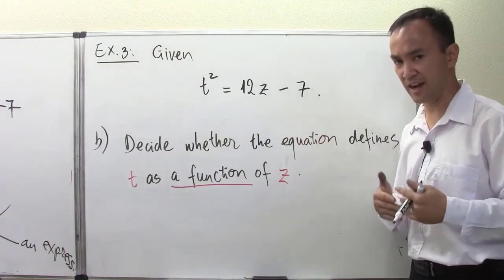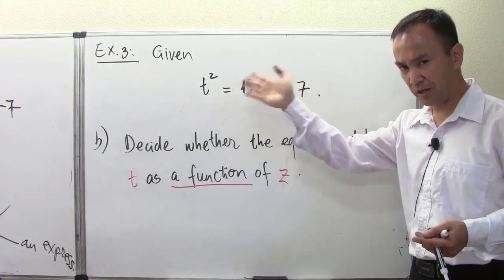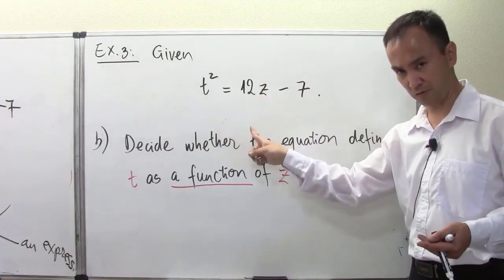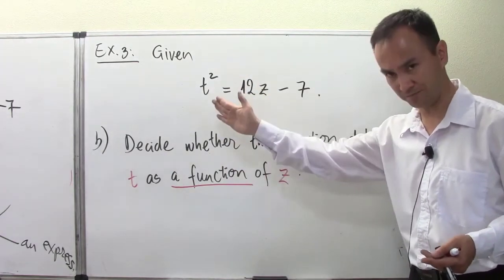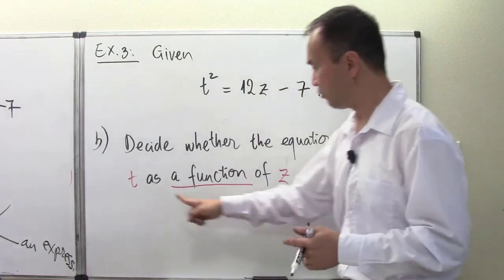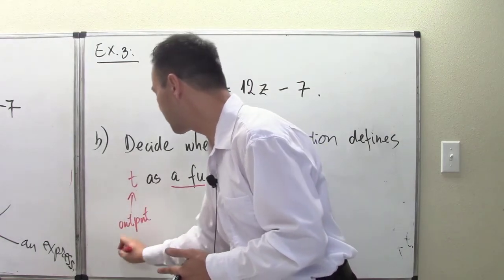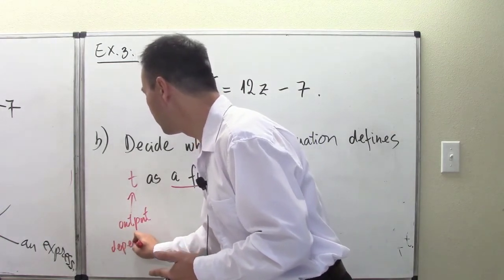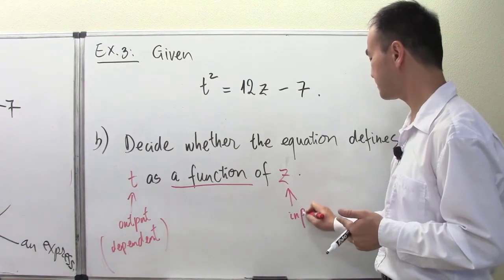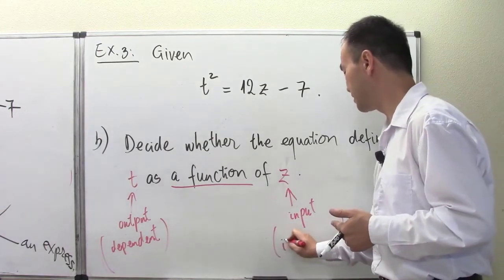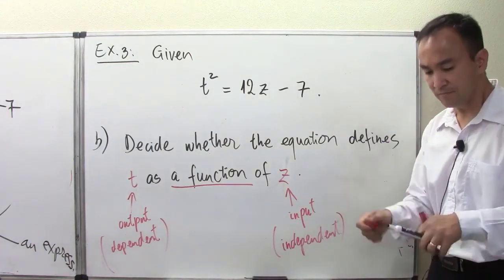As I said earlier, and as I have explained often enough prior to stepping into this example, either you're having a table or you're having an equation like this that involves two variables. Then any one of them can be picked as the input, and then the other one will come out according to the rule to be the output. So here we want t to take the role as the output, the dependent variable, whereas I want z to be the input, playing the role of the independent variable.